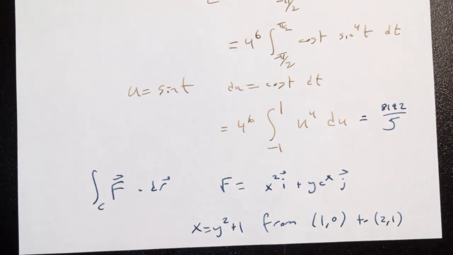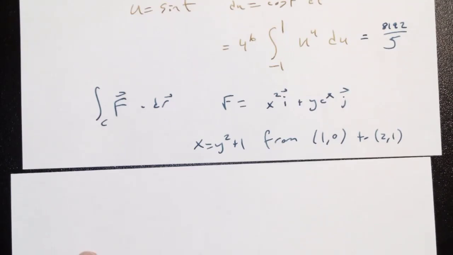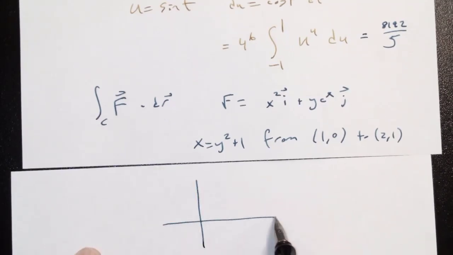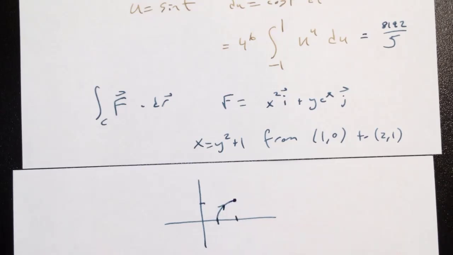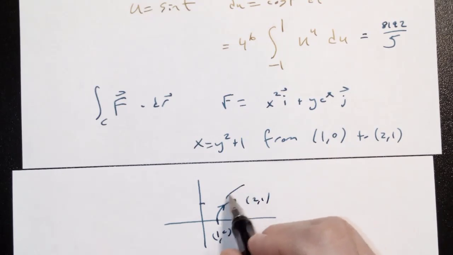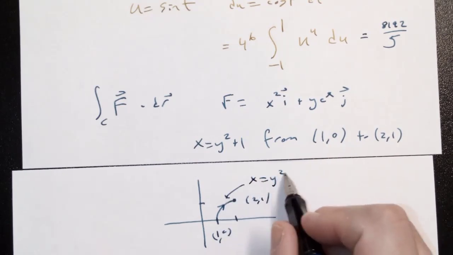I really am very happy they gave me an equation explicitly this time. So the problem is coming up with r of t, right? I've got F, I just need r of t. Start at the point 1, 0. I move to the point 2, 1 along this curve, which is x equals y squared plus 1.